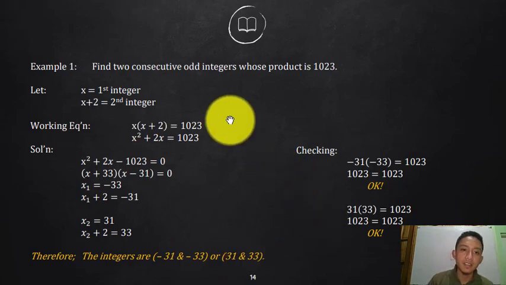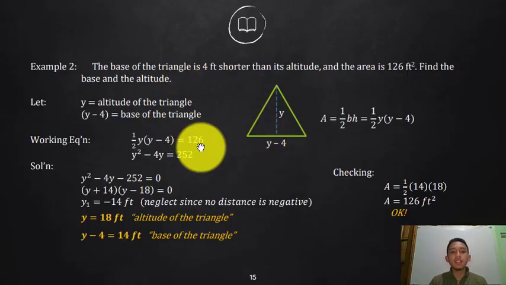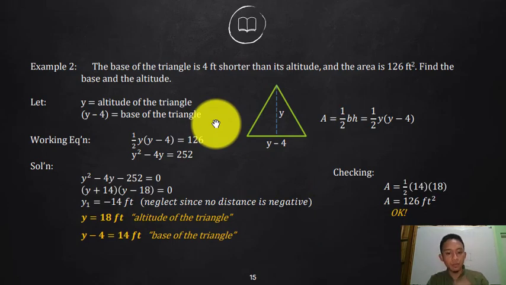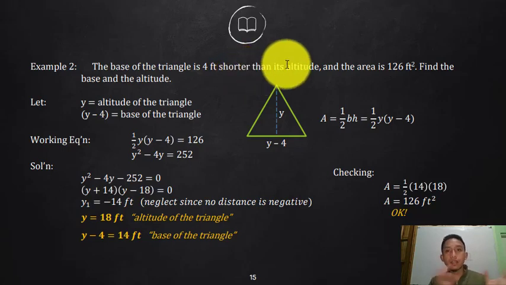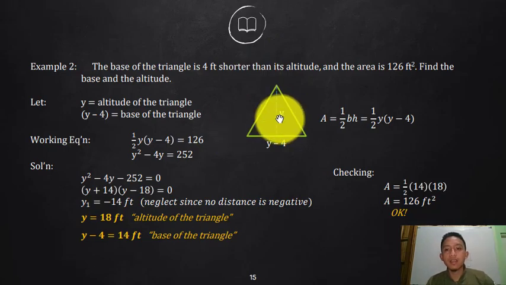Okay, that is for example number 1. Example number 2. The base of a triangle is 4 feet shorter than its altitude. We are now dealing with a triangle, but we have not yet proceeded with trigonometry. However, you have very basic knowledge in trigonometry, isn't it? You have a basic idea about triangles.